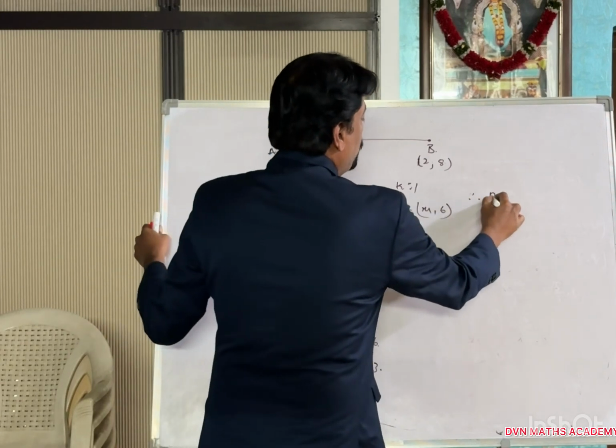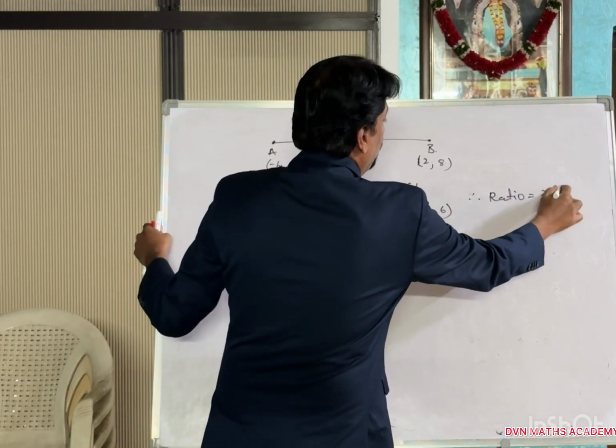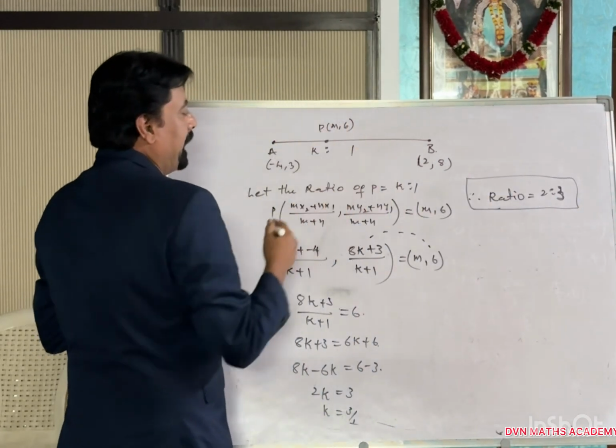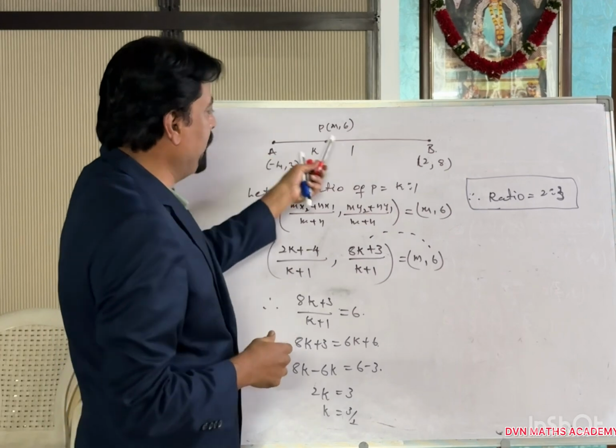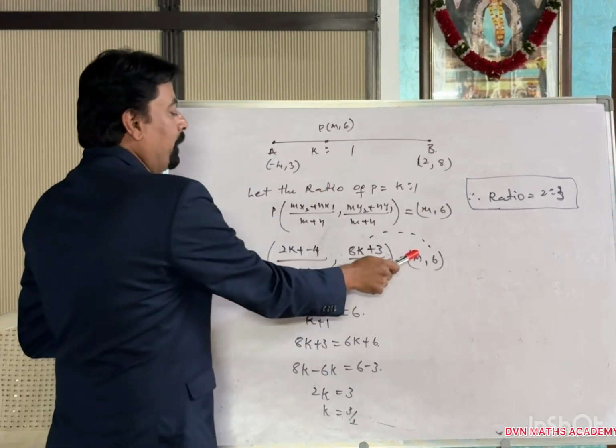Therefore, the ratio is equal to 3:2. The first task is completed. I got the ratio in which P is dividing AB. The ratio of P is 3:2. Now the second task, to find the value of M.